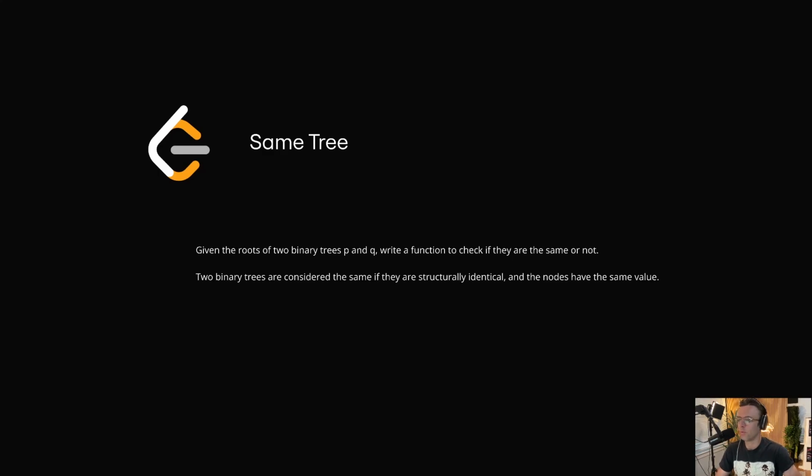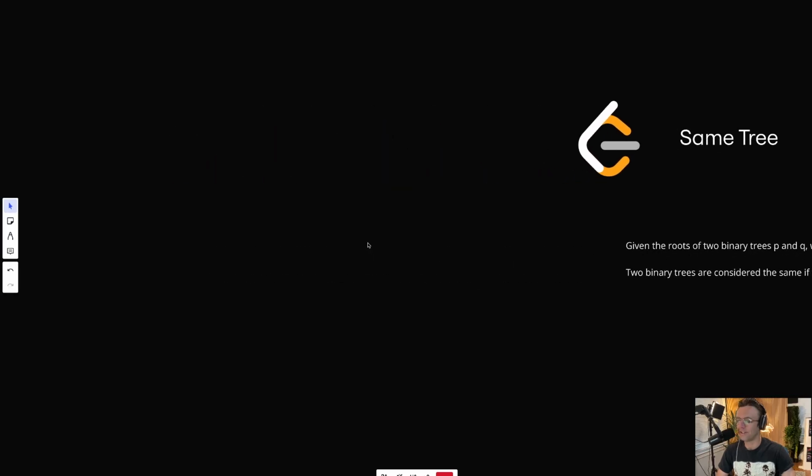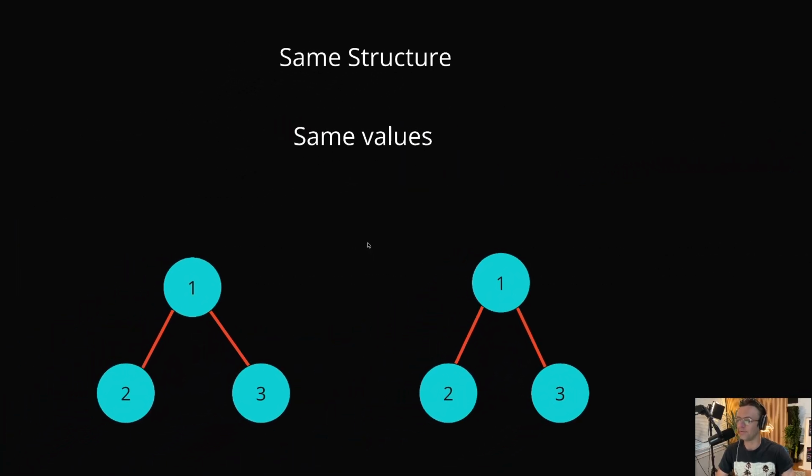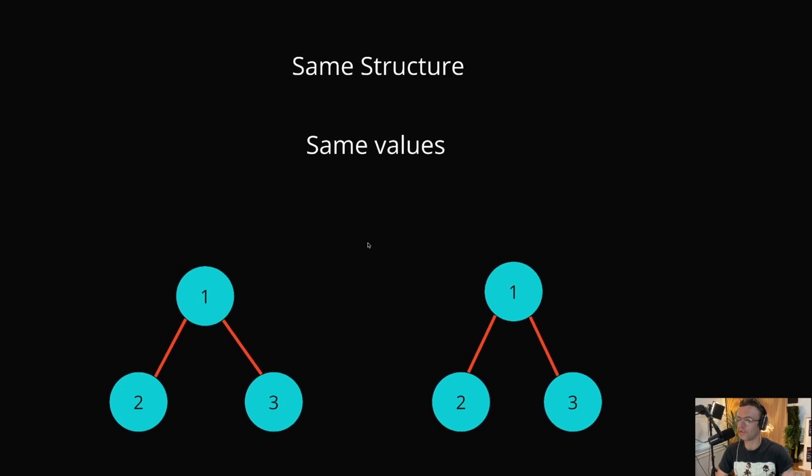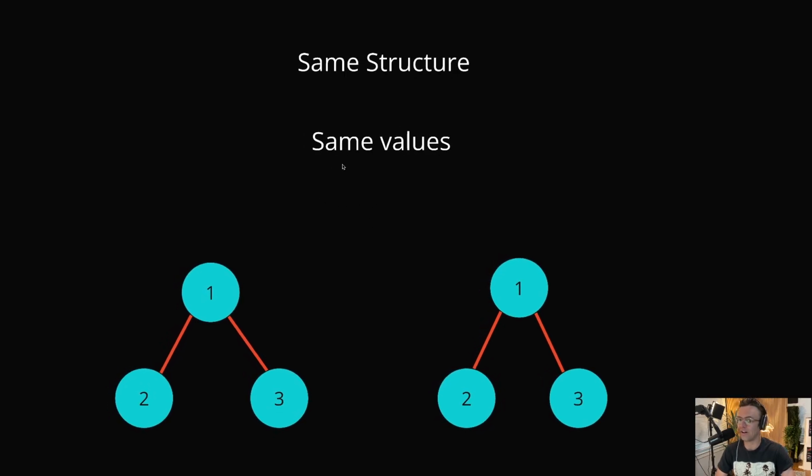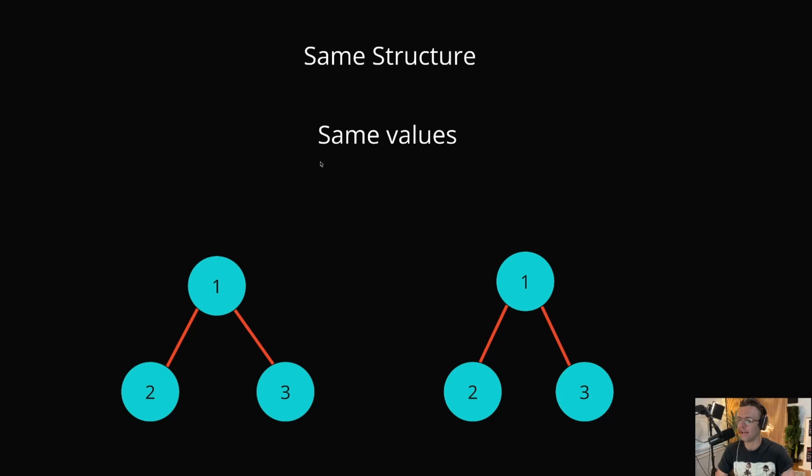In this video, we're going to be solving the LeetCode question, Same Tree. So what exactly constitutes a same tree in the eyes of LeetCode? Well, if a tree has the same structure and it also has the same values, it is the same tree. And if you look at the examples below, these two trees are the same.